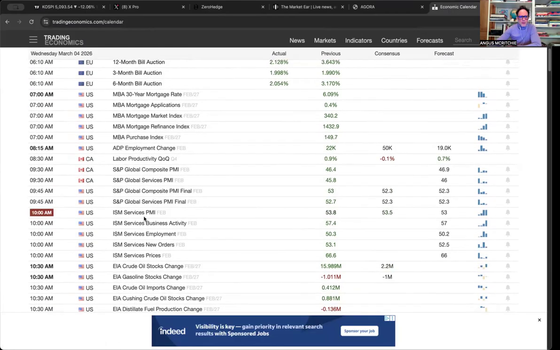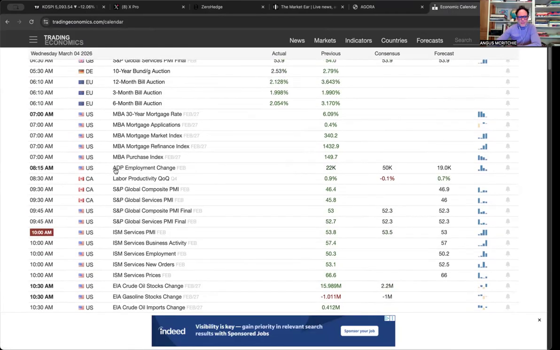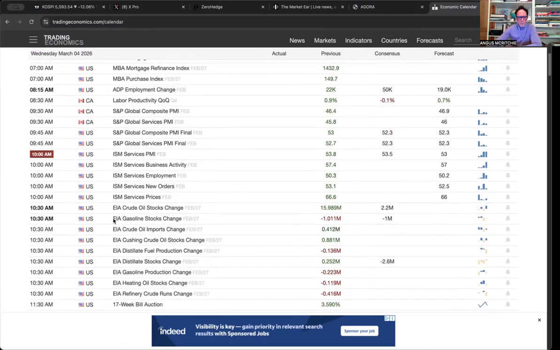But probably what's going to get the markets more attention, we have the ADP number for the week at 8:15. That's expected to be 50,000. So, are we going to continue to see a relatively strong US labor market? That's important. But probably the most important one today in terms of the data is the ISM services.